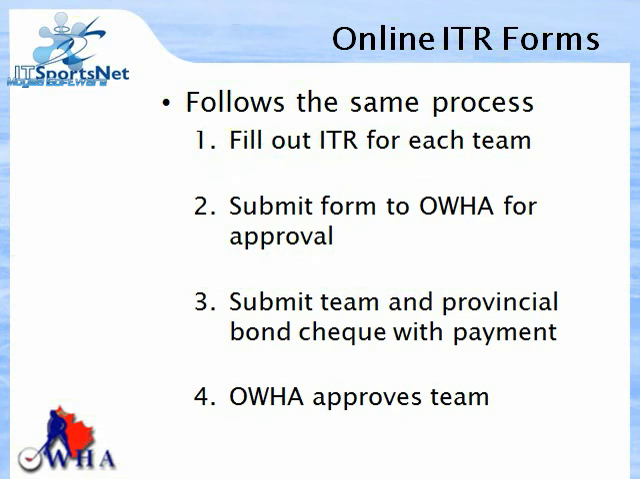The online ITR process follows a similar process to the one you would have used in previous years. You first fill out an ITR form for each team. Then you gather signatures and send to the OWHA with the team payment and provincial bond checks. Finally, once the OWHA has received all of the properly completed forms and checks, they will approve your team.